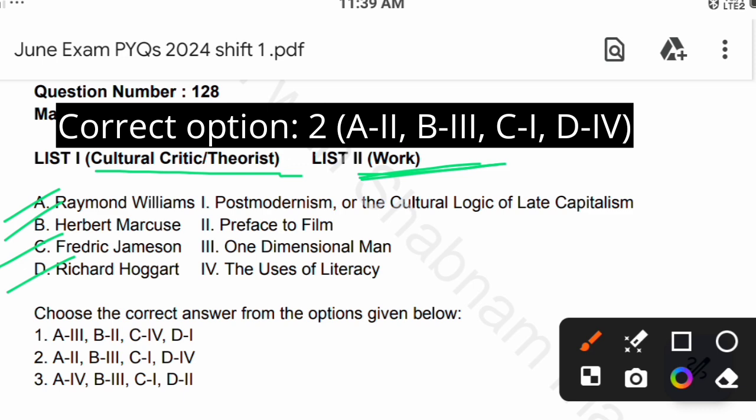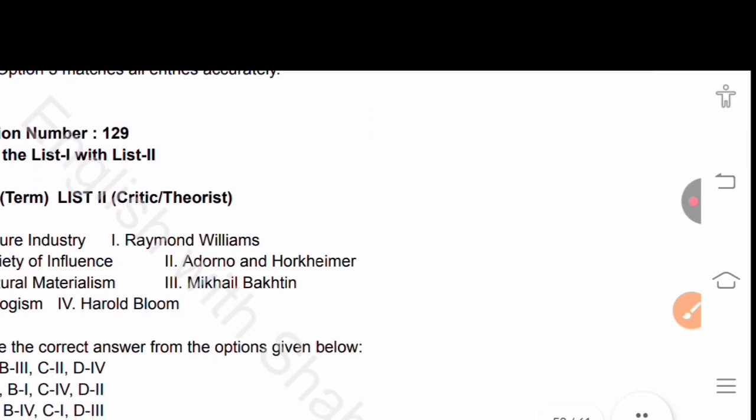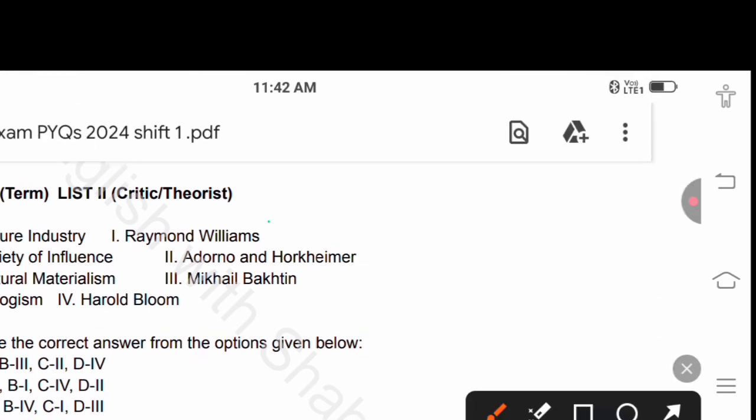Cultural critic, theorist you have, and what are the works by them? You have again the matching. Option 1, list 1 you have a term, and list 2 critic and theorist. Option A, culture industry. B, anxiety of influence. Option C, cultural materialism. And option D, dialogism. What could be the correct answer? Here is Raymond Williams, Adorno and Horkheimer, Mikhail Bakhtin and Harold Bloom. These are the terms and these are the theorists and critics. They have given these terms. What could be the correct answer, everybody?